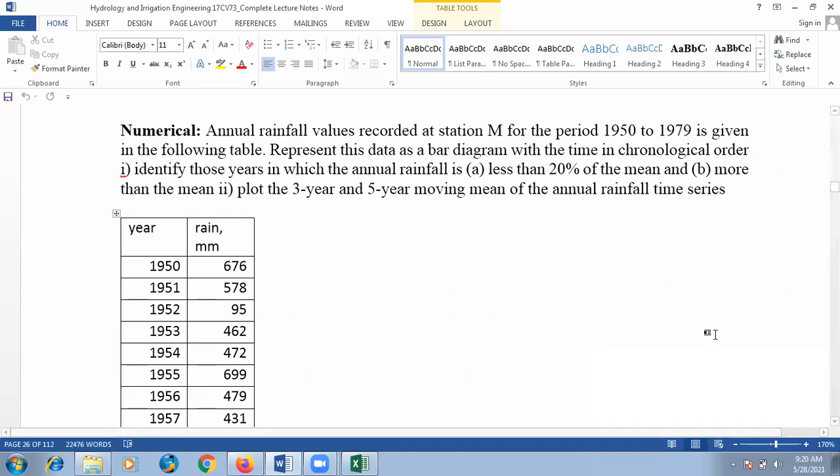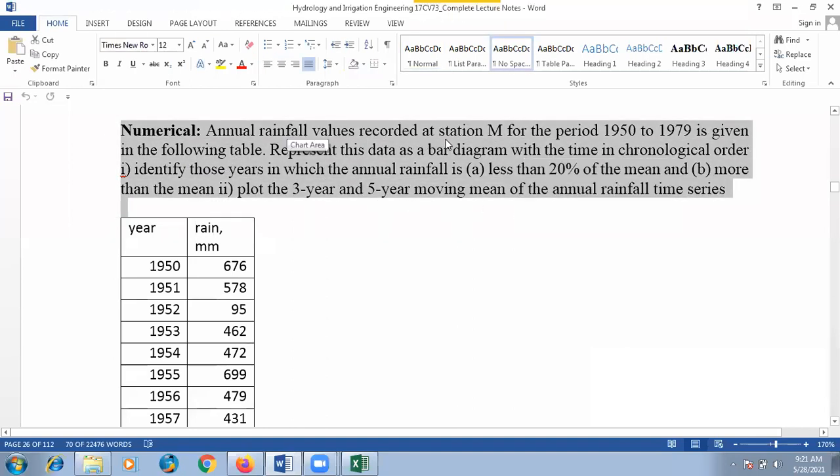Okay. So the last class, we had discussed about hydrograph, incremental hydrograph, and did little bit of moving average curve. Today we will complete this moving average curve, the last bit which we are left with in module 1. So this is the example, the numerical which we are required to solve.